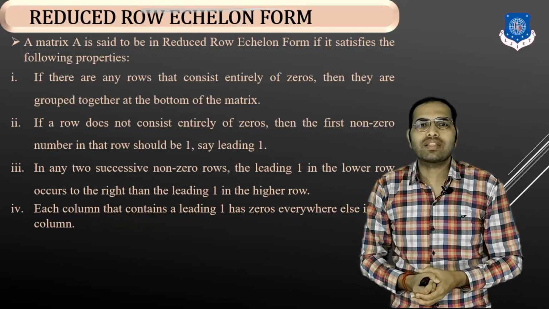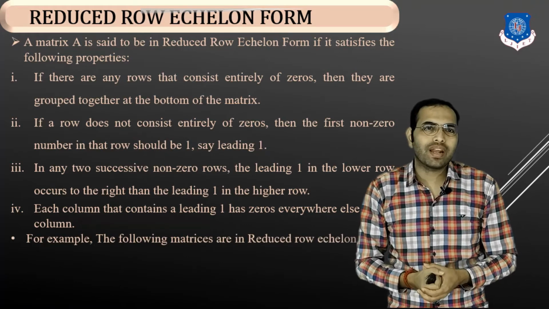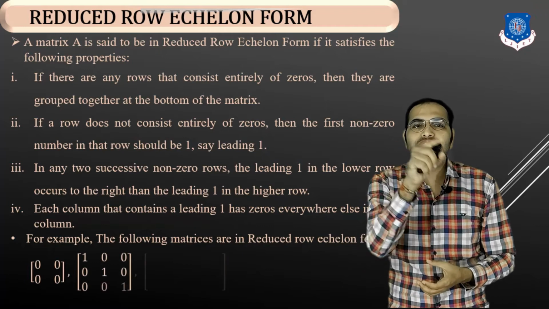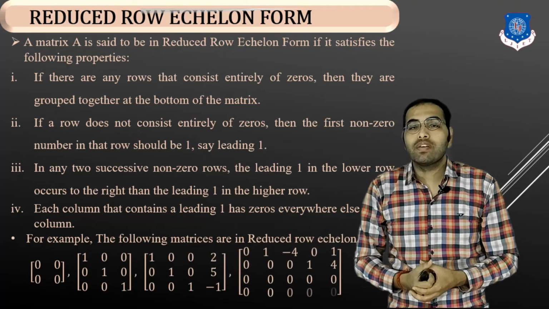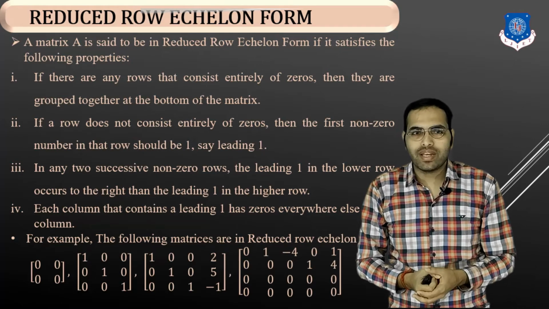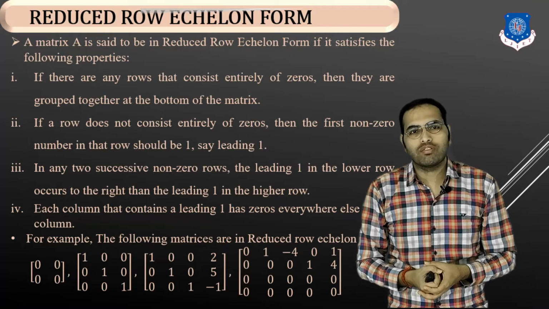Each and every other element is 0 except the leading position. Let's see a few examples of the reduced row echelon form. The first one is a null matrix. A null matrix means each and every element of the matrix is 0, which is also called the zero matrix. The zero matrix is in reduced row echelon form.